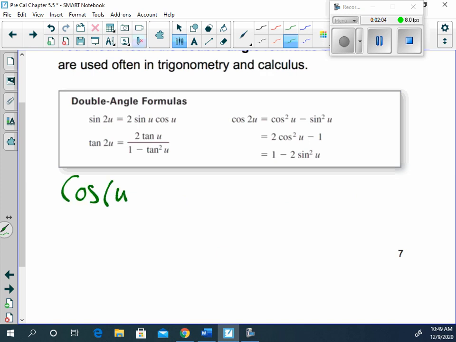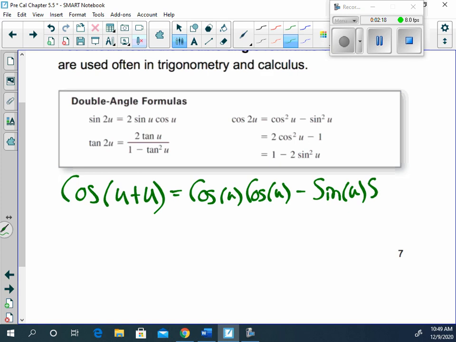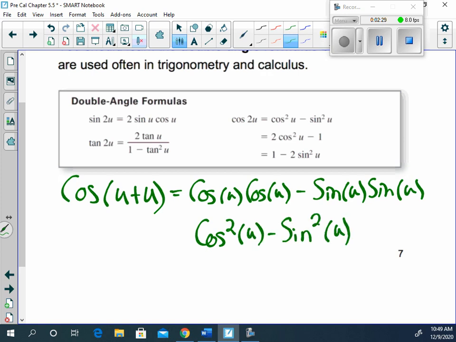Same thing's true with cosine. Cosine of u plus u, well, that'd be cosine of u times cosine of u minus sine of u times sine of u. Well, it's just times itself, because cosine times cosine will give us cosine squared. Sine times sine will give us sine squared. So we have this here.